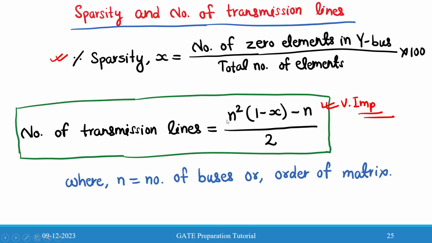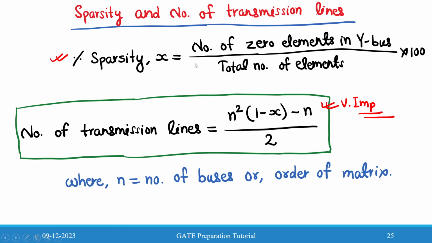Now let us see the sparsity and the number of transmission lines. Sparsity denotes the number of zero elements in the system. How can you find the percentage of sparsity? It is the ratio of the number of zero elements in the bus matrix to the total number of elements, multiplied by 100. That denotes the sparsity of the matrix.